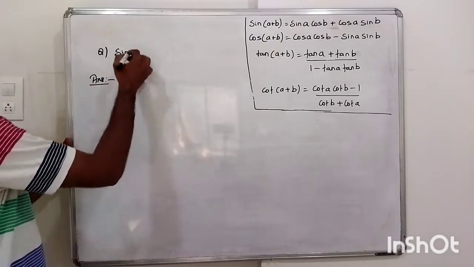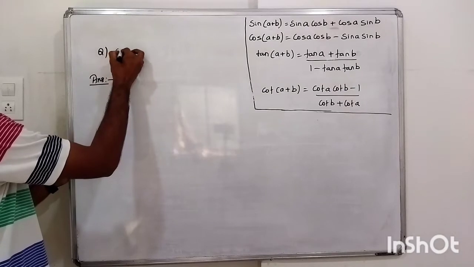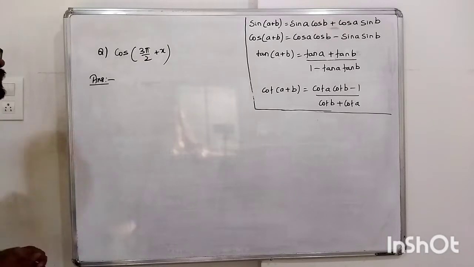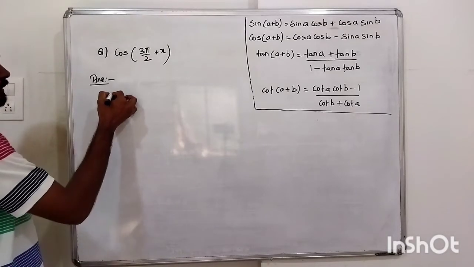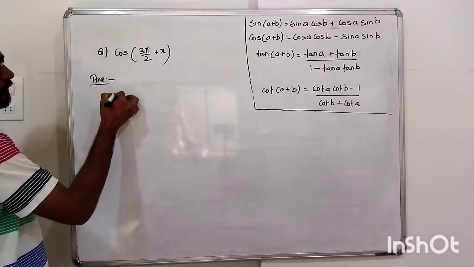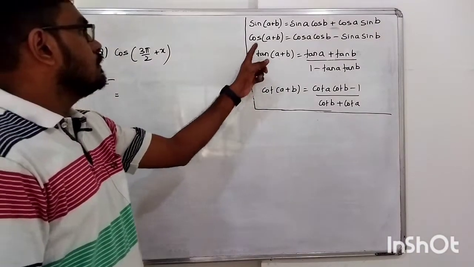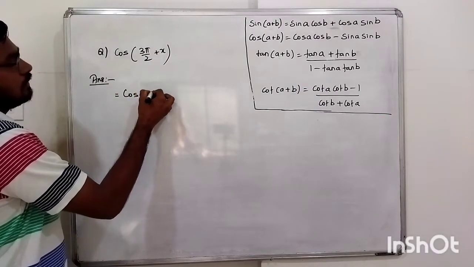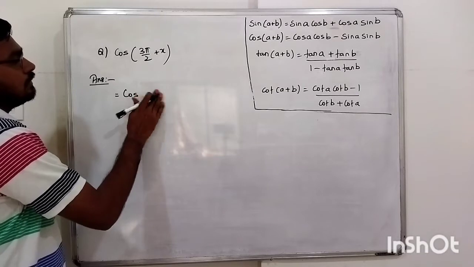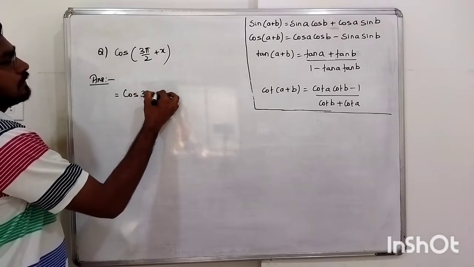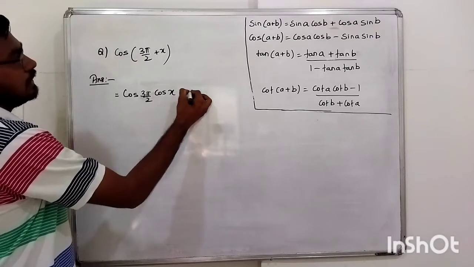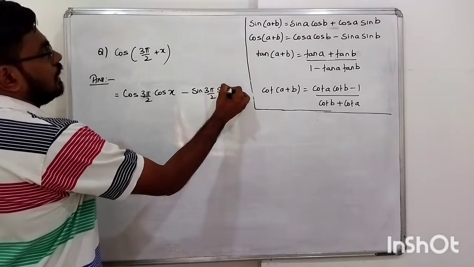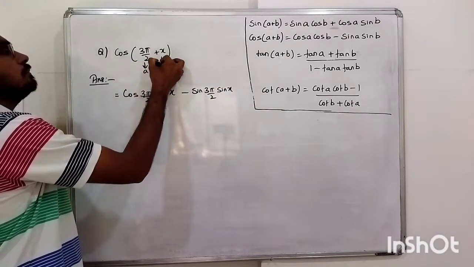If you are asked cos of 3 pi by 2 plus x, you can use this formula only. So how will you find this? Cos of 3 pi by 2 plus x. Now this formula, cos of a plus b, is cos a cos b minus sin a sin b. So cos 3 pi by 2 cos x minus sin 3 pi by 2 sin x. In place of a we take 3 pi by 2, in place of b we take x.